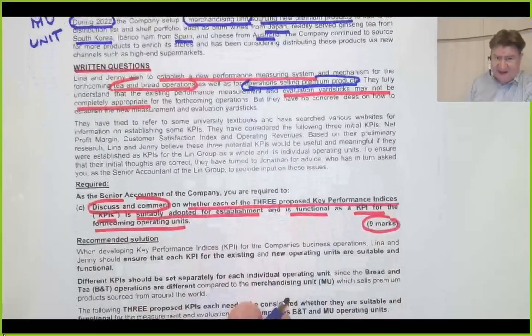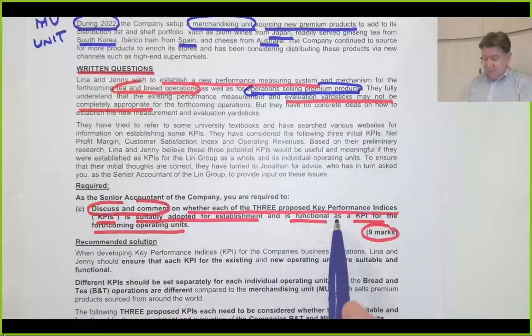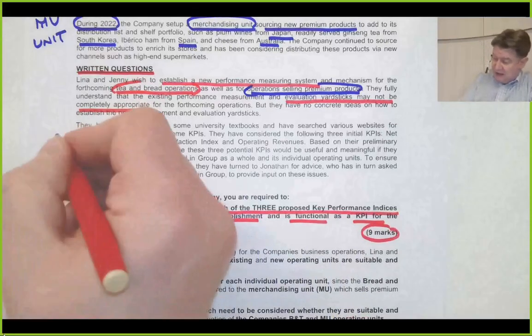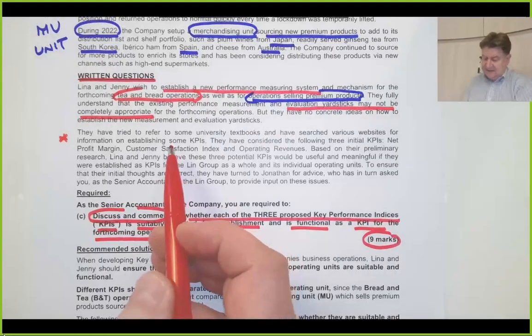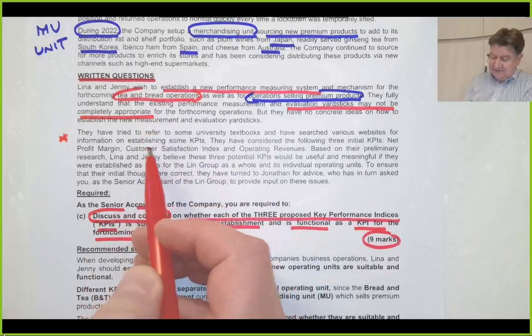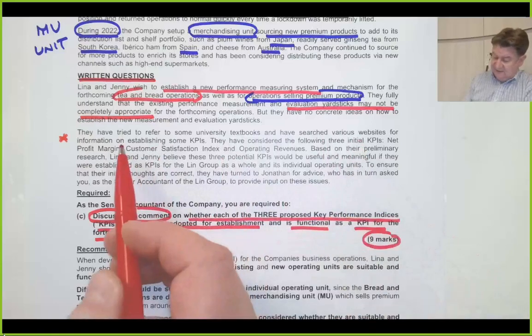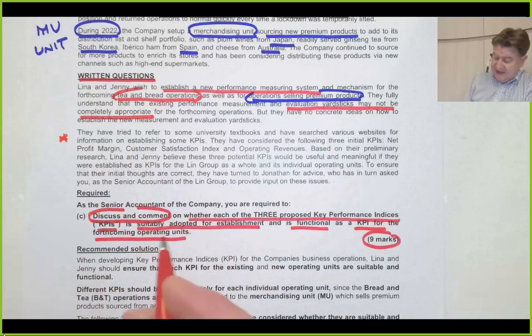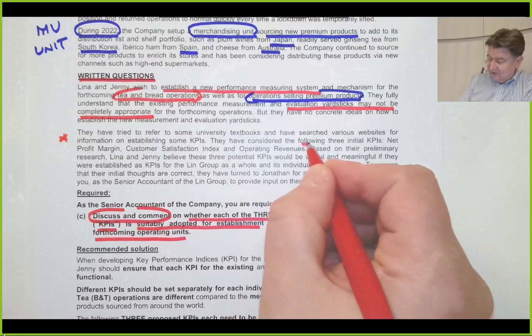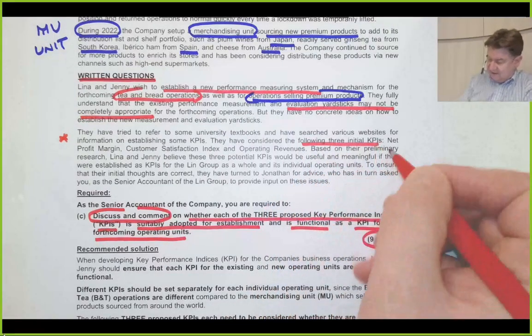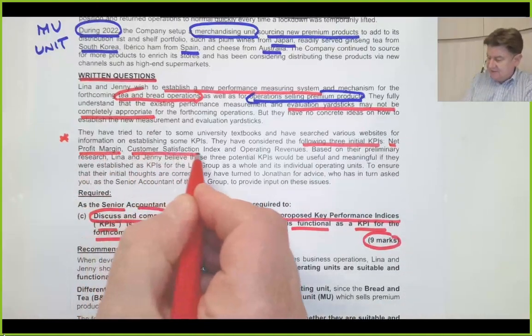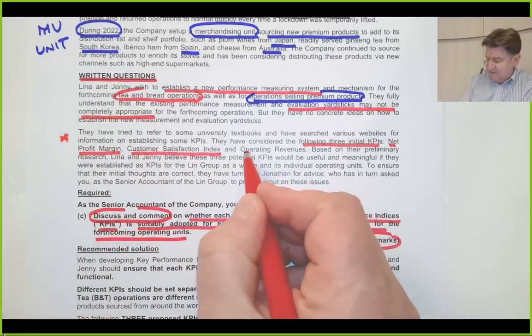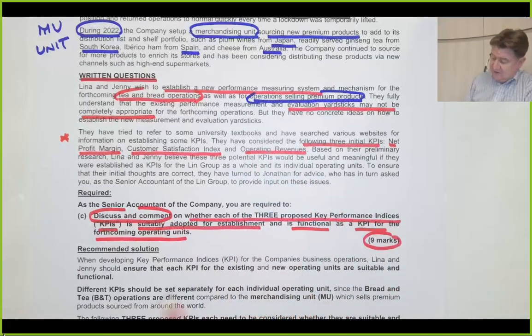And what they're asking us here about is the 3 proposed KPIs. Where are they? Well, what we need to do, of course, is carry on reading the question just here. And it says, look, this is Lena and Jenny again. They've tried to read some textbooks, have searched various websites for information on establishing KPIs, and they've considered the following 3 KPIs. So look, the first one here we've got is net profit margin, 1. Second one is customer satisfaction index, that's 2. And then we've got here our operating revenues. So those are the 3 KPIs they must be referring to just here.